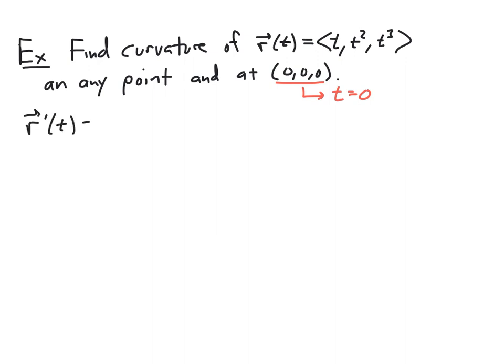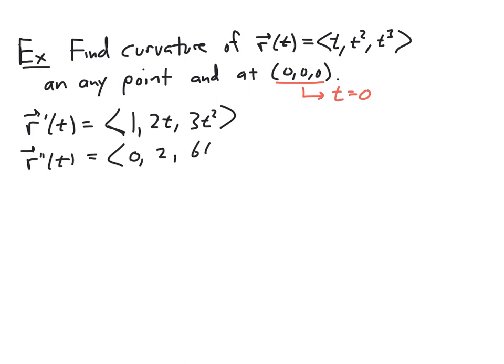So r prime of t is going to be the vector. We just differentiate this vector valued function, so we get 1, 2t, and 3t squared. r double prime of t is just the derivative of r prime. So we differentiate this function and we get 0, 2, and 6t. Okay, so these are the first and second derivatives.